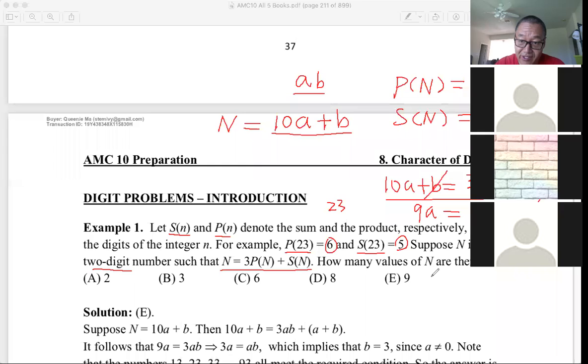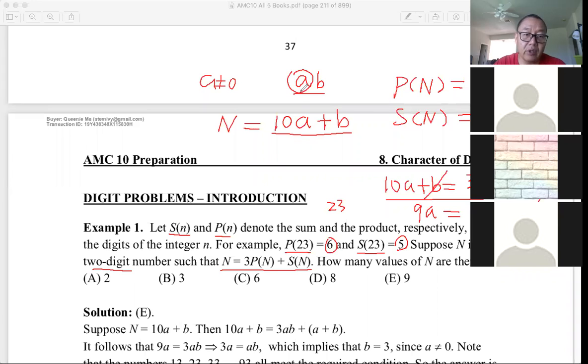Yes, we can cancel out A. Why? Because we suppose the 10th digit is A. If A equals 0, we cannot cancel out A, right? If A is not 0, definitely we can cancel out A, because A is the 10th digit of this number n.